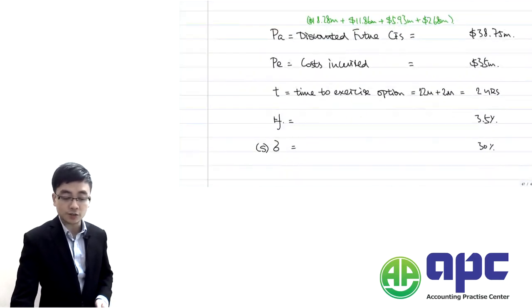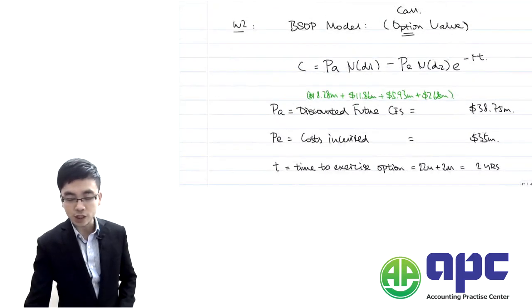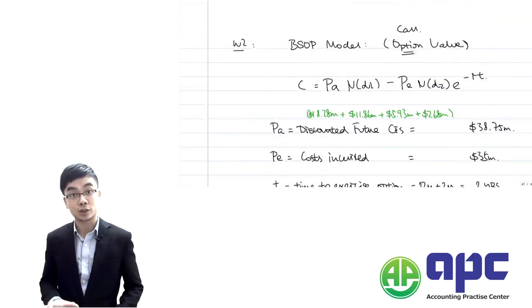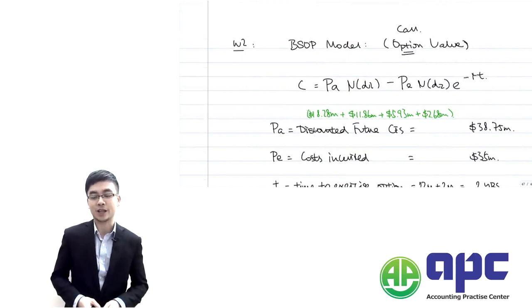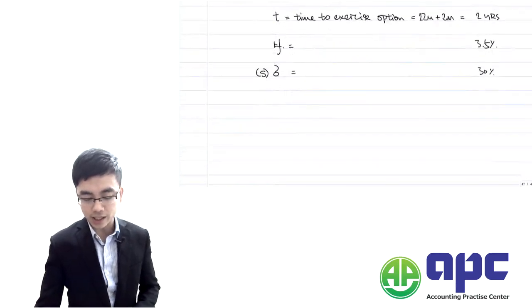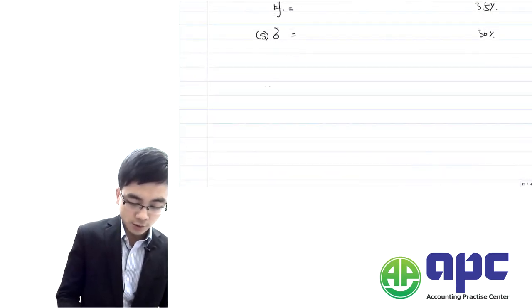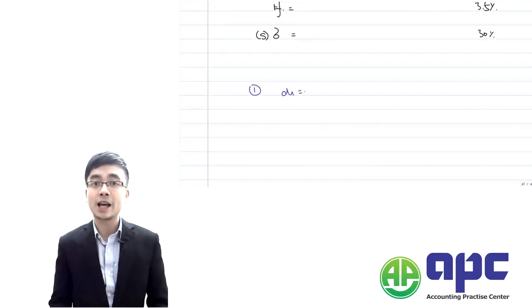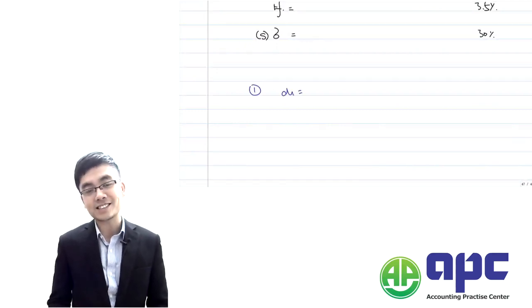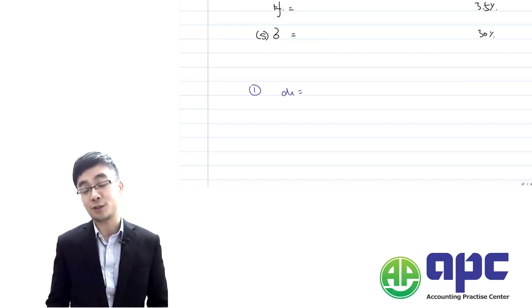So we've worked out those variables already. The next thing we're going to do is work out the ND1 as well as the ND2, so we can work out the call option value here. So how are we going to calculate the ND1 and ND2? First of all, calculate the D1. Again, you don't have to remember this formula because it's given by your examiners directly. Just copy that from the formula sheet. That's all you need to do.